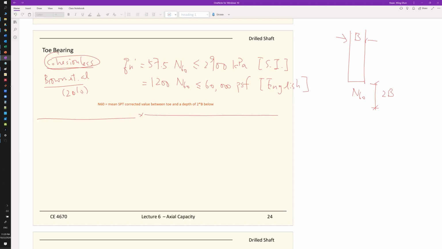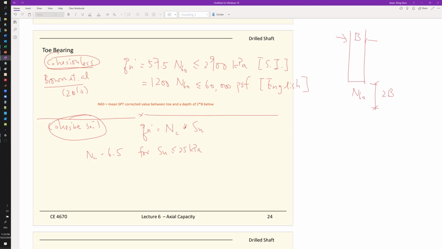And for clay, so for cohesive soil, the toe bearing will be equal to N sub C times S sub U, just like the Terzaghi equations. But now this N sub C, because this is a whole different construction, you have different methods and different N sub C, and it depends on the soil strength. So N sub C will be equal to 6.5 if the undrained shear strength of the soil is less than or equal to 25 kilopascal.